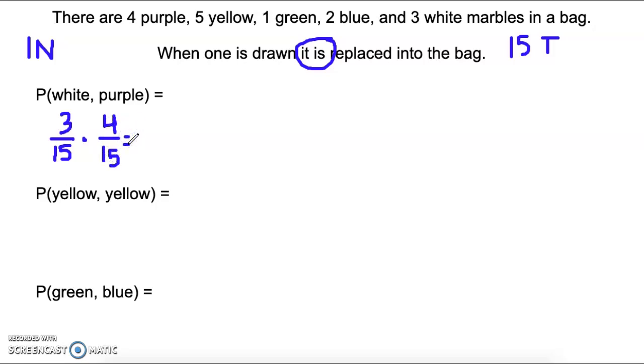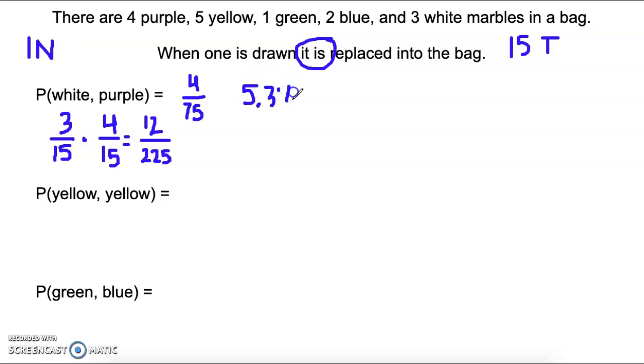Then we just multiply these. So 3 times 4 is 12. And 15 times 15 is 225. And then we simplify. 12 and 225 can both be divided by 3, and we get 4 out of 75. And then I did this ahead of time, so on my calculator I figured out that was 5.3%.